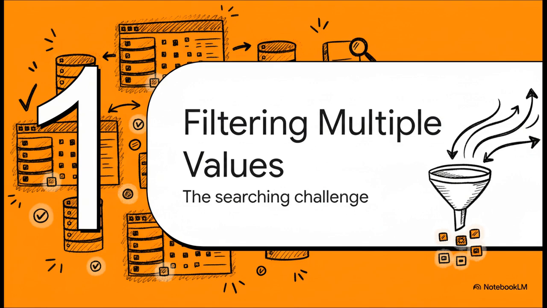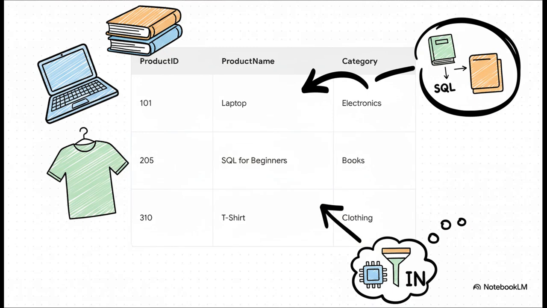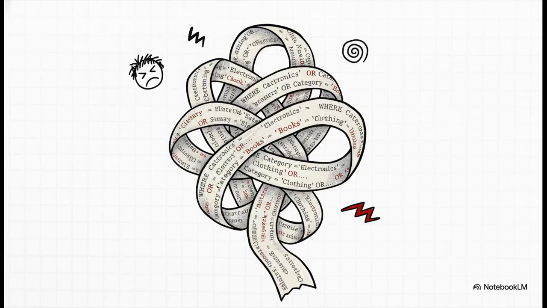Let's make this super clear with an example. Okay, so imagine we have this simple products table. Nothing fancy, just an ID, a product name, and a category. Now, your boss walks over and says, "Hey, I need a list of all products in electronics, books, and clothing. Go." So what's your first instinct?